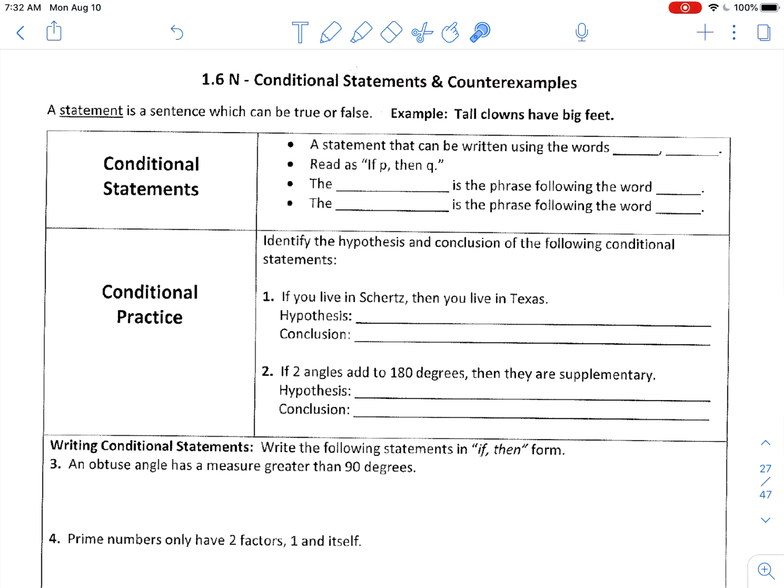A statement that can be written using the words if then, read as if P then Q, is a conditional statement. The hypothesis is the phrase following the word if. The conclusion is the phrase following the word then.